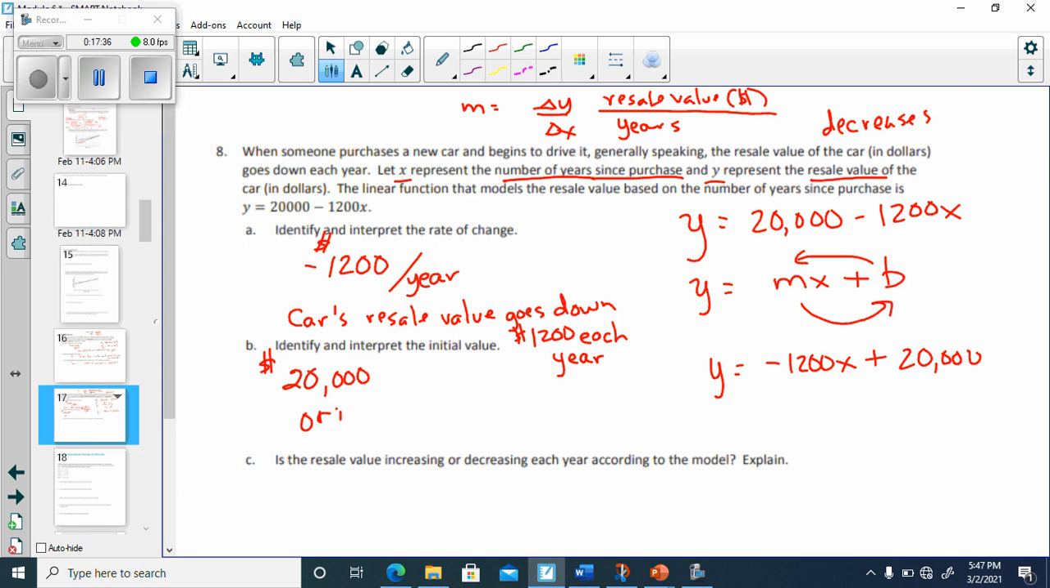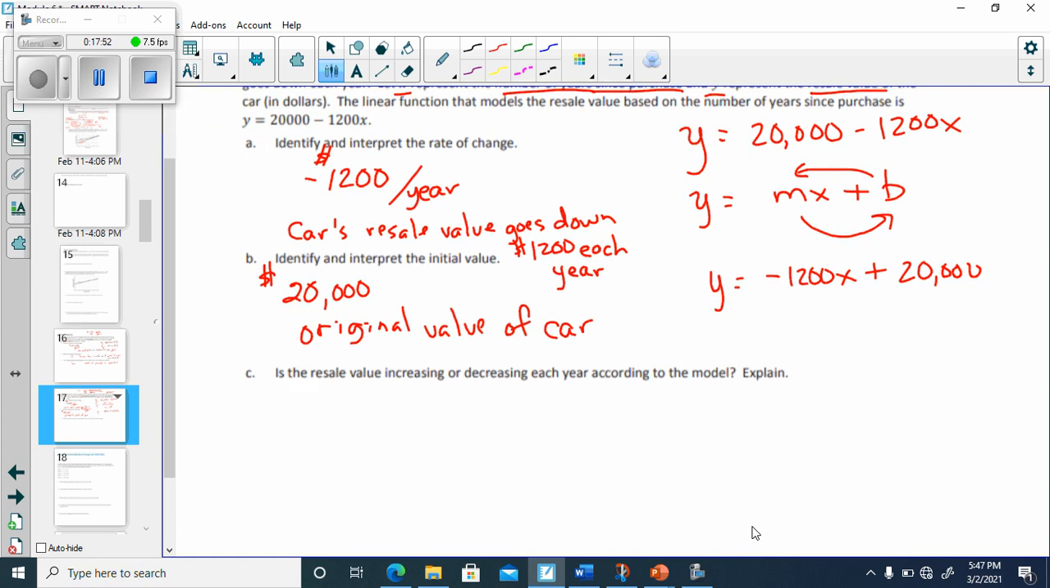$20,000. Original value of car. That's where it started, the initial value. Is the resale value increasing or decreasing each year?